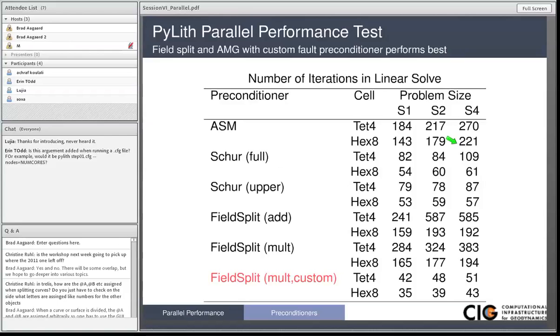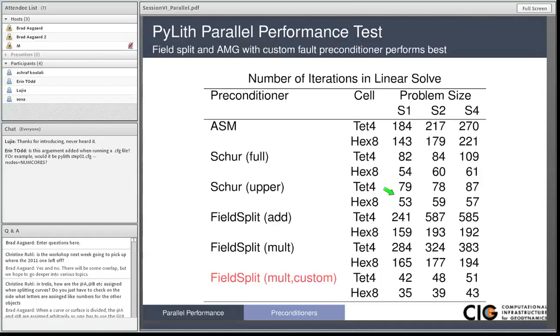Here's the Schur complement with the full combination. You notice we've reduced it considerably, and we see a smaller increase with problem size. Using the Schur upper, you'll see again a small, modest increase in the number of iterations as the problem size goes up, and it's even less for hex8 than TET4.